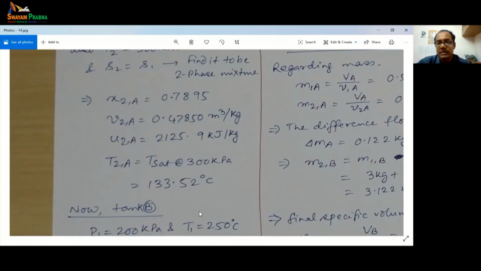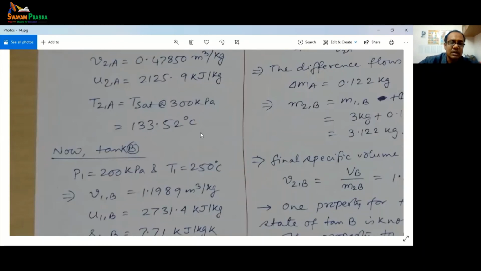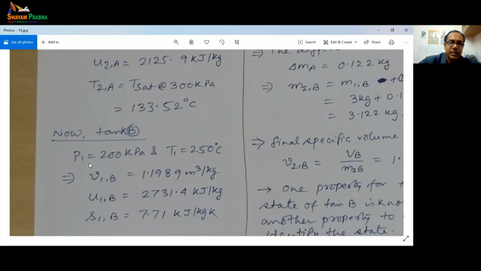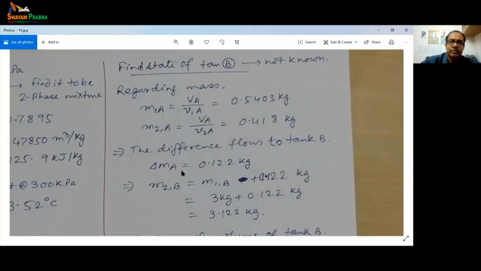Okay, this is asked: what is the final temperature of tank A and tank B. Tank A we already know. Now let's focus on tank B, where the pressure and temperature initially are given. So you can look up all the values corresponding to this particular pressure and temperature. So what is the specific volume, what is the specific internal energy, and what is the specific entropy in the initial state of tank B, we can look up.